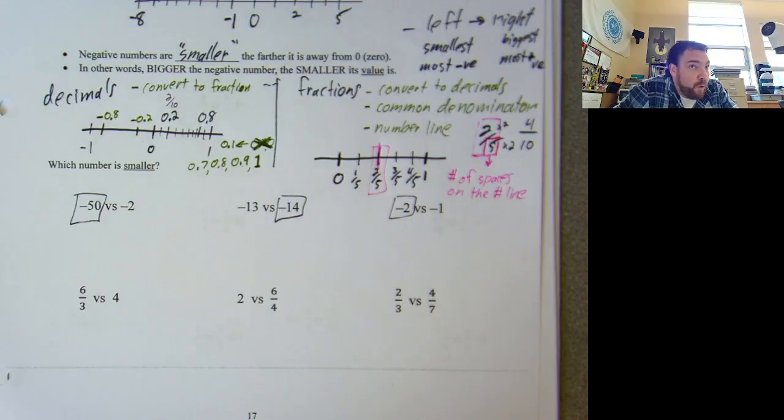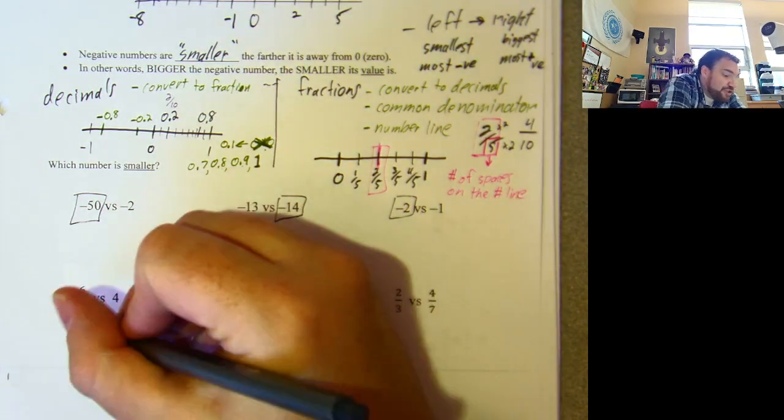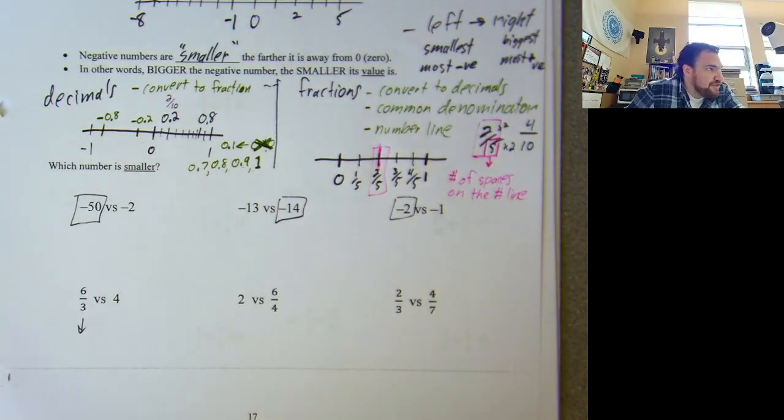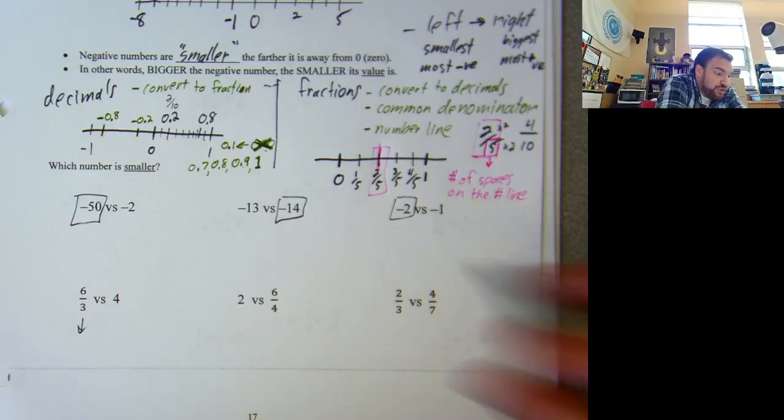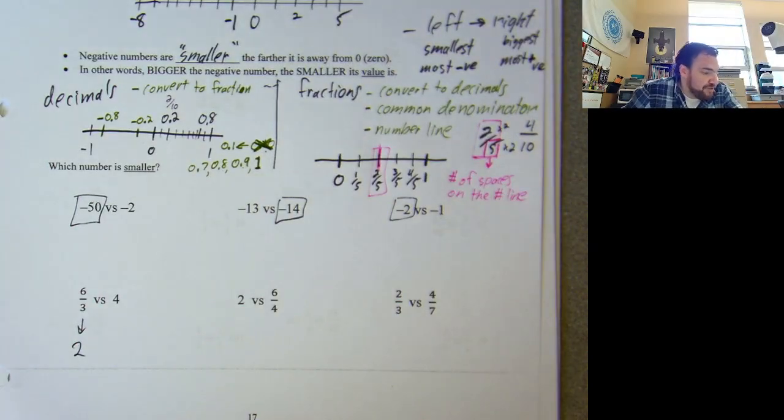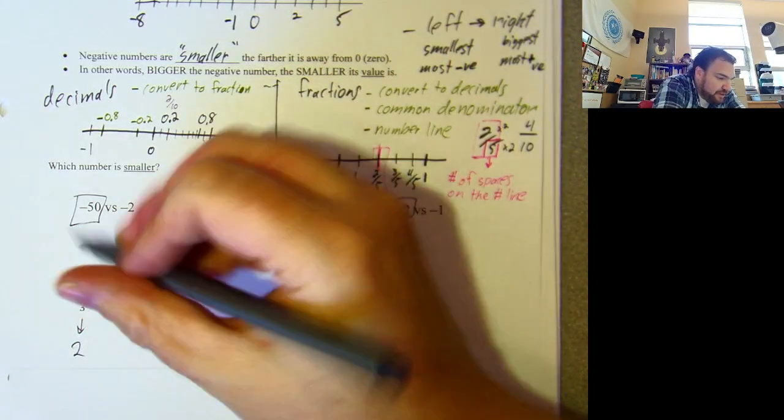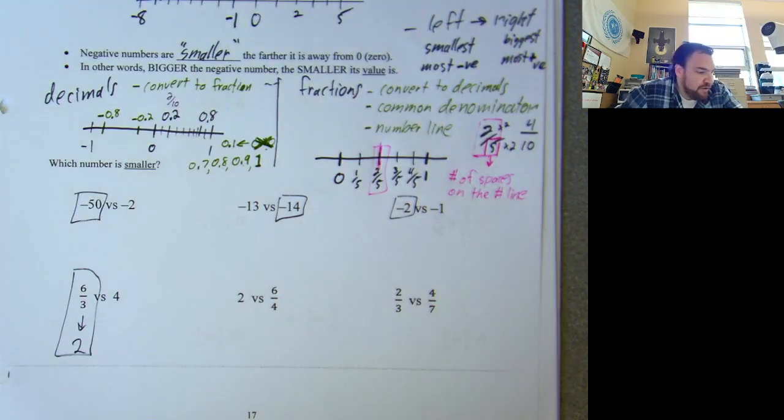6/3 versus 4. Why? You're right, but why? Yeah, because 6/3, if that's a fraction, comparing fractions and whole numbers can be tricky, and it's going to be tricky in a second. So let's convert that. 6/3 is 2, because 6 divided by 3 is 2. So this, then, is going to be the smaller number.